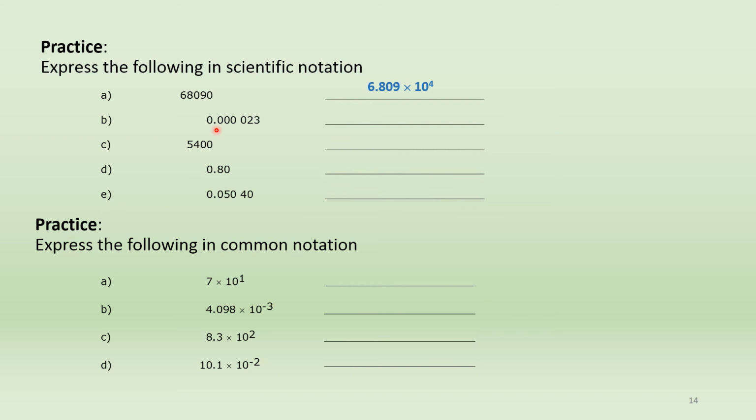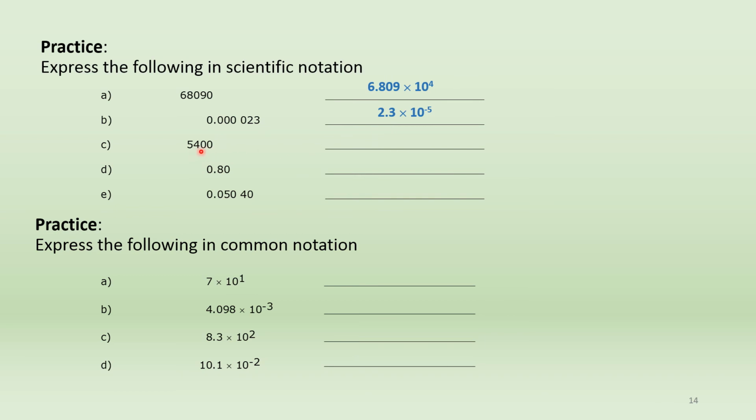0.00023 will have to move the decimal over 4 places, actually 5 places to the right. So we're going to have 10 to the minus 5 as the exponent. This number is less than 1. It should have a negative exponent. And therefore it's 2.3 times 10 to the minus 5.